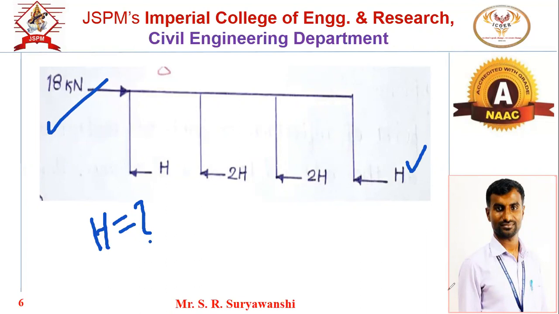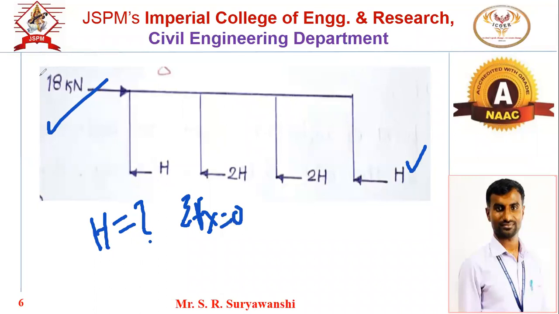Summation Fx equal to 0. Very good. Now see here, all the forces are horizontal forces. So here we have to make the summation of horizontal forces equal to 0. Sign convention, right side positive, left side negative.